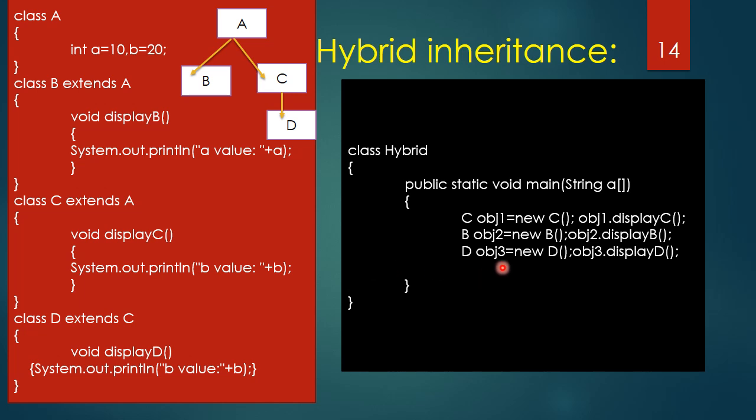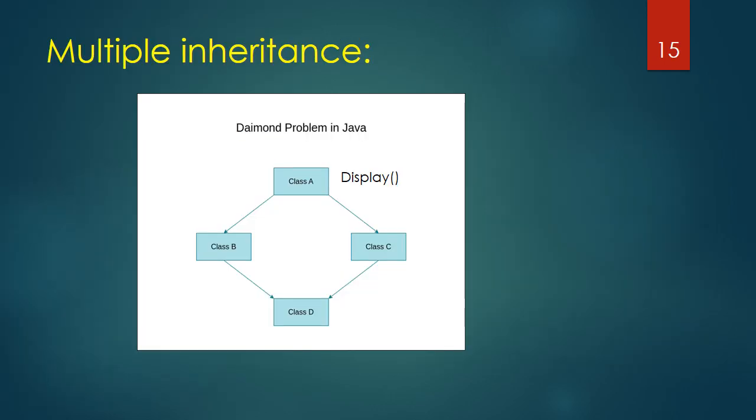Just assume that you remove the first statement, that is the object created for the C class. Without creating this, we can call display C by using obj3, because the D class is the most derived class, and using this, we can call the method of C also. So this is an example of hybrid inheritance.